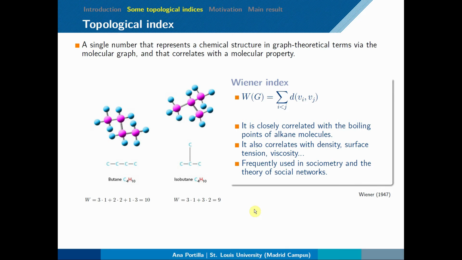and perhaps more interesting from a different point of view is that it's been frequently used in sociometry and the theory of social networks. This number is used, for example, to identify the influencers or individuals who should be vaccinated in the first place in the event of the outbreak of an epidemic.